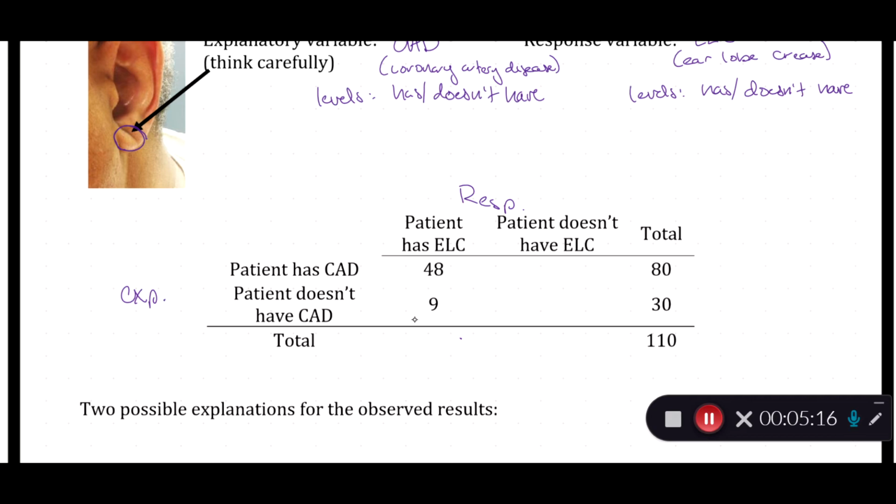What I would like you to do is pause this video and complete the rest of this table. So there are 4 more elements that need to be completed. So please fill them in, and when you come back you can check your work against mine.